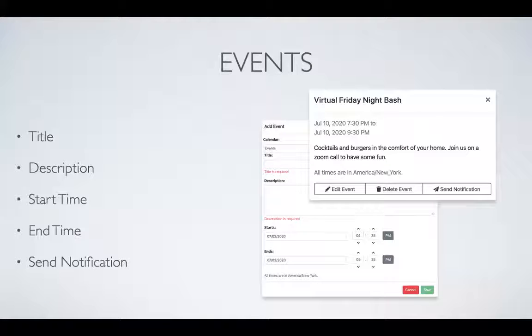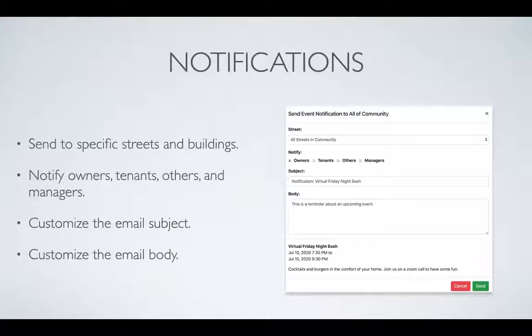So, a quick introduction to events, pretty straightforward: it includes a title, description, start and end date. One of the really nice things about our events is the send notification feature, which has some really cool filters on that, and I'll go into depth on that. And then, obviously, like I said earlier, the send notification allows a lot of cool filtering by owners, tenants, buildings, streets, that kind of thing.